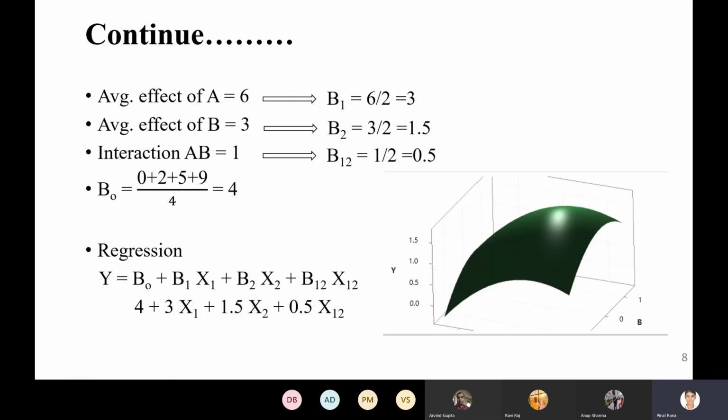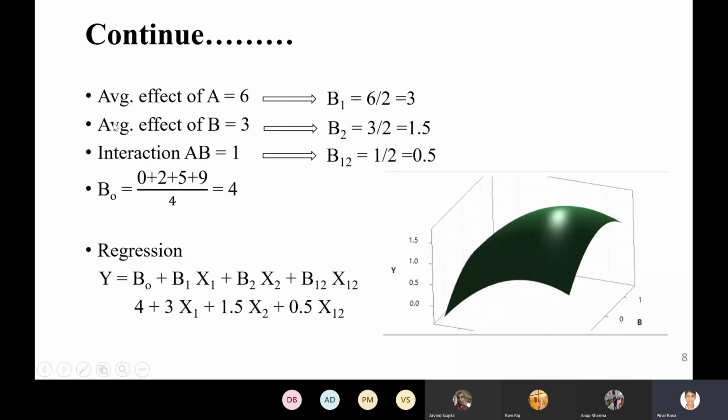Now we find the regression equation from which we will plot the graph. The regression formula is y equal to B0 plus B1 x1 plus B2 x2 plus B12 x12. Now the question is what are B0, B1, B2 and B12. We have already calculated the effect of A, the effect of B and the interaction. From that we can define B1, B2 and B12.